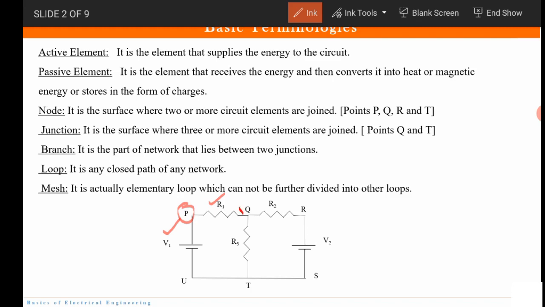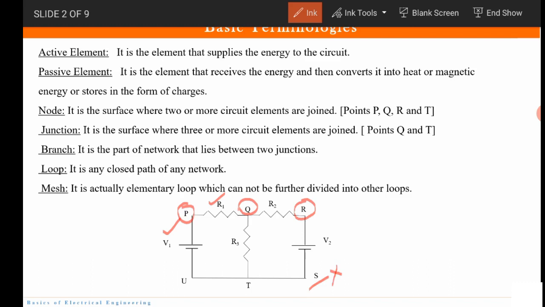Similarly, if we talk about Q, R1, R2 and R3 are joined. So it is two or more, right? So even Q is a node. Now let us talk about R. Again in R, R2 and V2 are joined. So R is again a node and S is not a node, right?